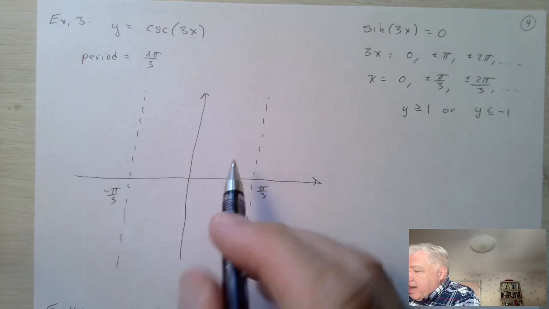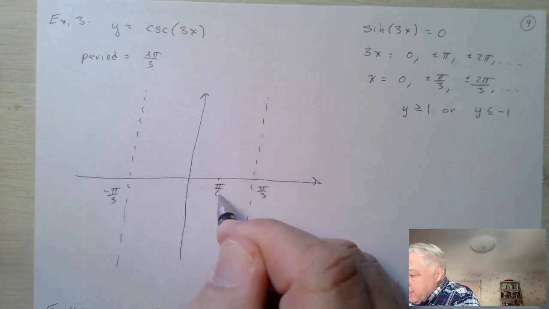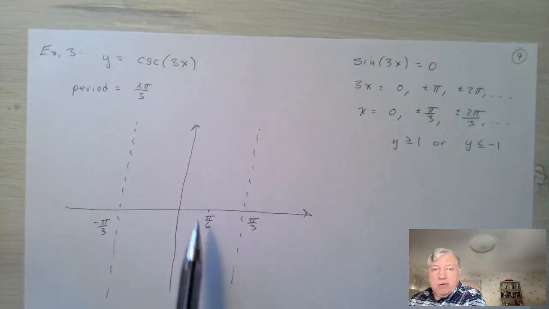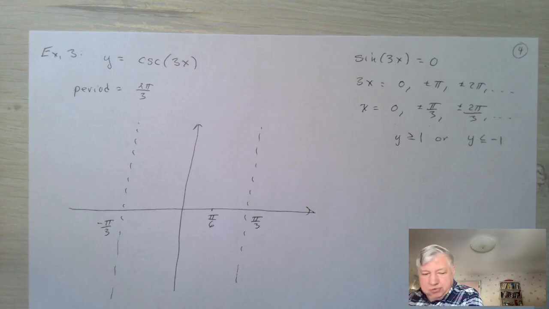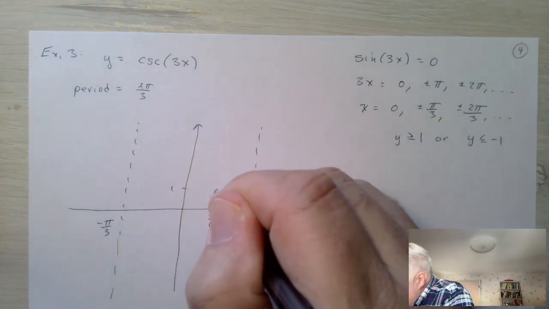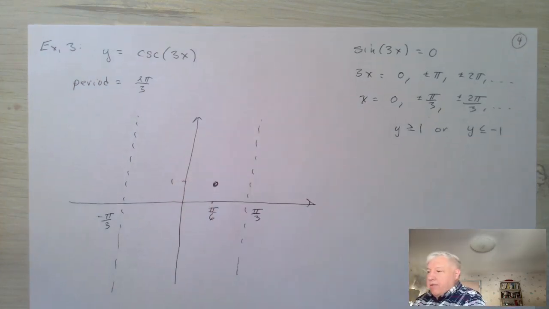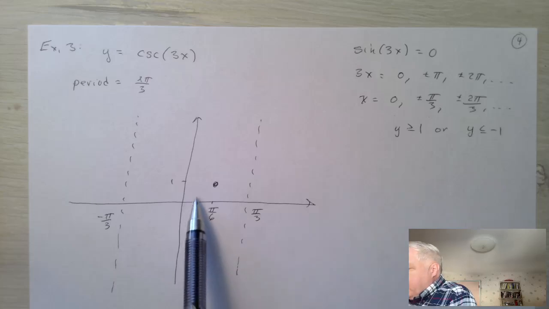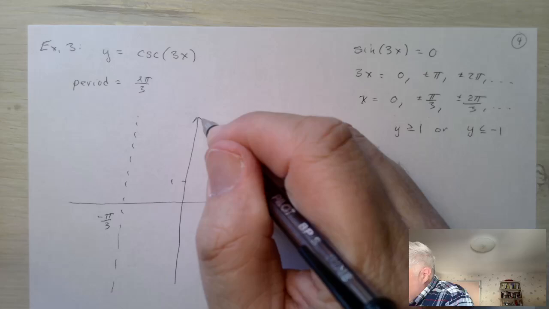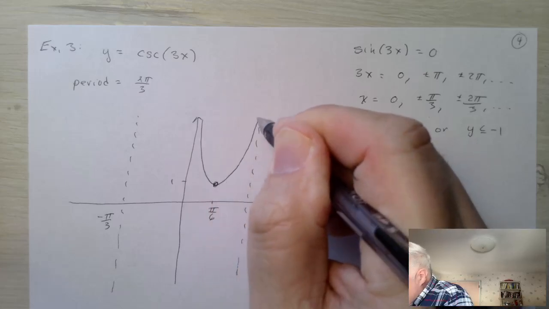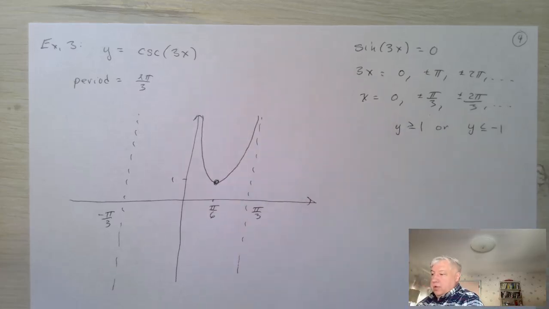Halfway between 0 and pi over 3 is pi over 6. And we can see that if we plug pi over 6 in here, we get the cosecant of 3 pi over 6, which is the cosecant of pi over 2, which is 1 over the sine of pi over 2, which is 1. Okay, so we can see that we'll get this point 1 here. And then the graph will be, you can check that, I'll plot a few more points, but all the graph will be up here, above 1. So there we are.